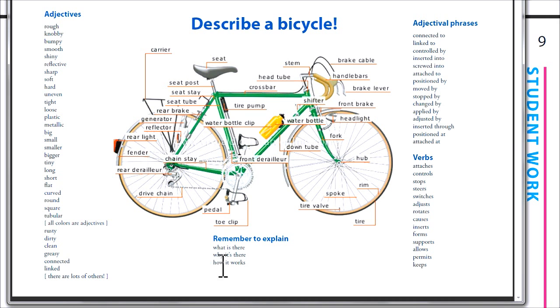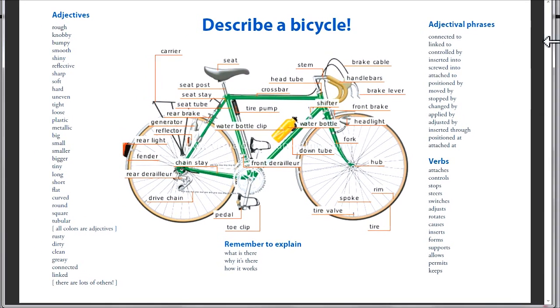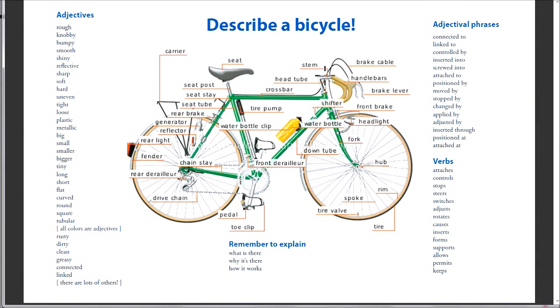Now, to help you out with this, I have another little supplement which is also on the website, which is just sort of like an explanation of what a bicycle looks like. Here's all the parts of the bike. And then here are some adjectives that you can use. This is a good adjective list to explain things that are on the bicycle. And of course, some good verbs, not just they're there, but they stop, they steer, they adjust, they insert, and so forth. Again, here are all the parts. And remember to explain what's there, why it's there, and how it works.